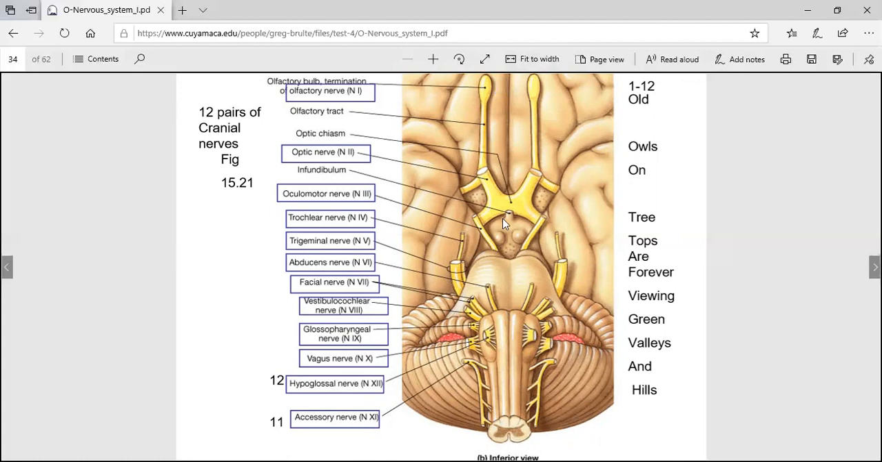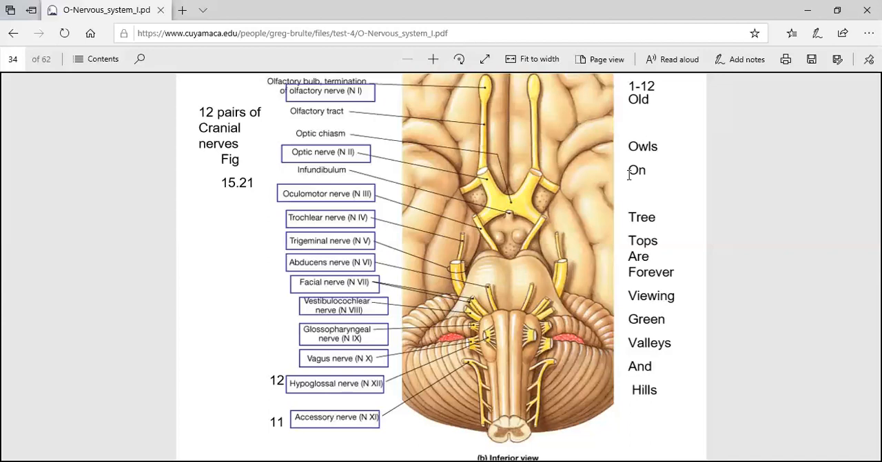Okay? So learn these little sayings. Old owls on treetops are forever viewing green valleys and hills. It's just a stupid little mnemonic, but it gives you the first letter of each cranial nerve. So the best thing you could do, well, you don't get a paper anymore, but you can have scratch paper or whatever. When you're learning these, just go number 1 through 12, okay? And then out beside 1, go, old owls on treetops are forever viewing green valleys and hills. And hills would be number 12. And then you know the first letter of each nerve.